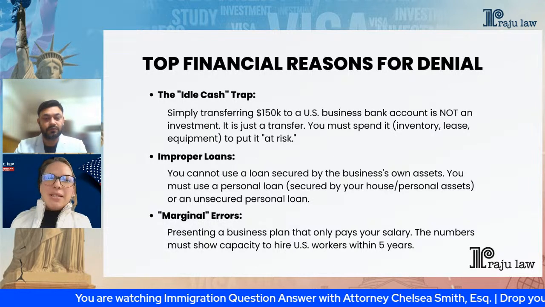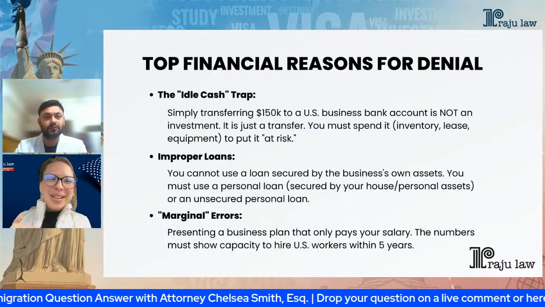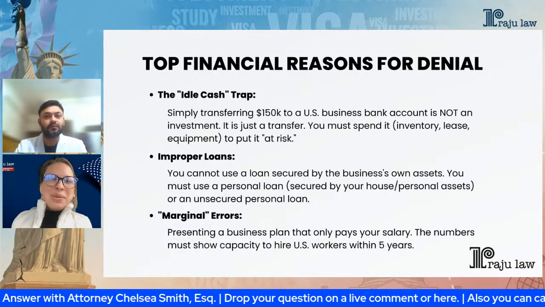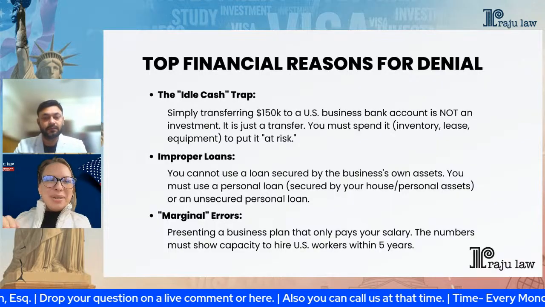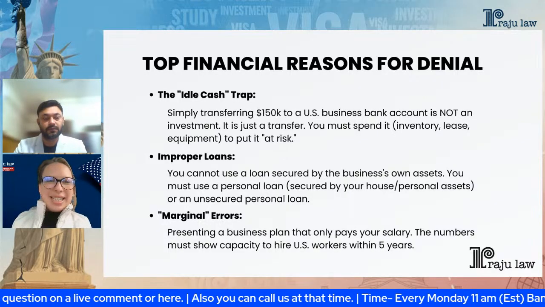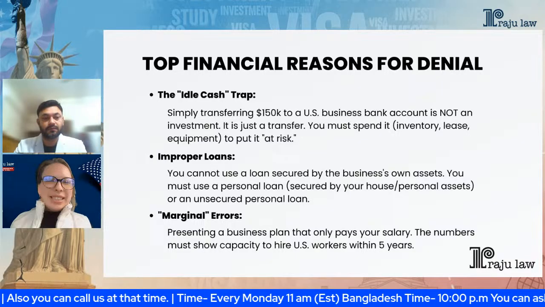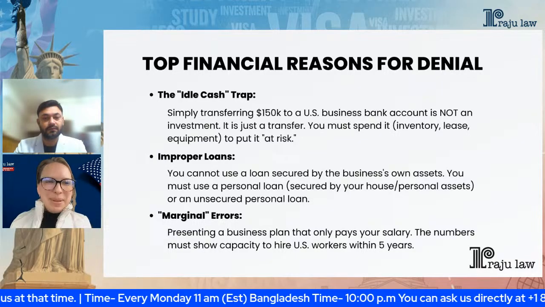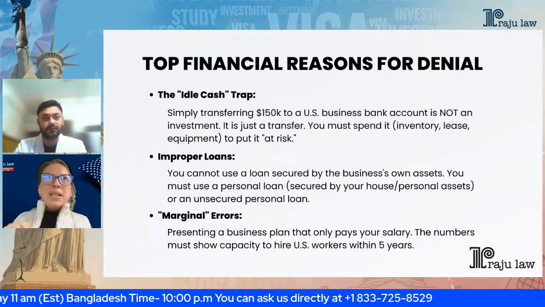This could look like inventory, lease, equipment. This is going back to being an active business all over again. And that's what it means to put your financial money at risk. It is risk of loss if your business is not successful. So we want to show that there is a lease, that there is inventory, that there is business expenses within alignment of the type of business you have.